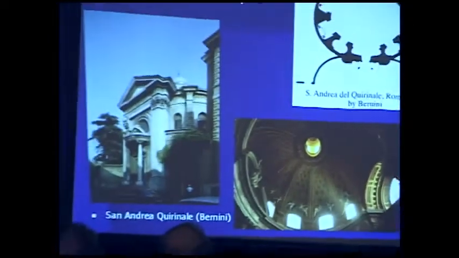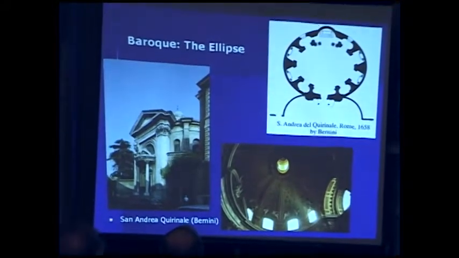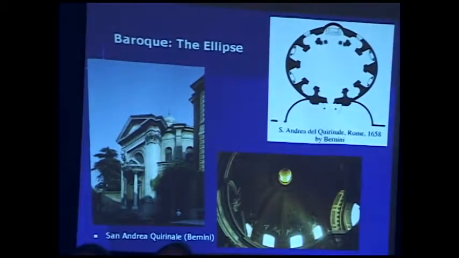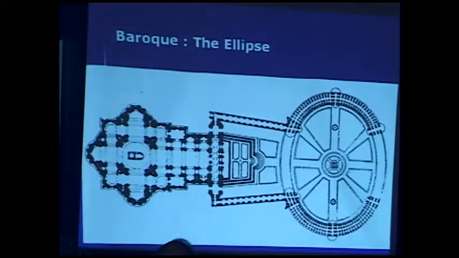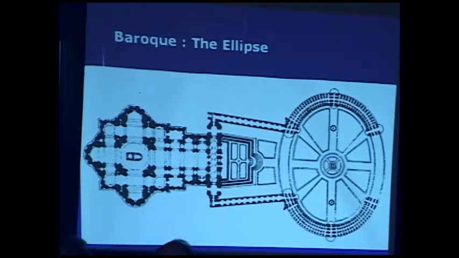Now, if the circle is the emblem of the Renaissance, I would suggest that the symbol of the Baroque age is the ellipse. We see these wonderful elliptical churches, such as Bernini's San Andrea Quirinale, built for the Jesuit novices. And of course, Bernini's grand statement of the Piazza San Pietro, this massive, massive ellipse.